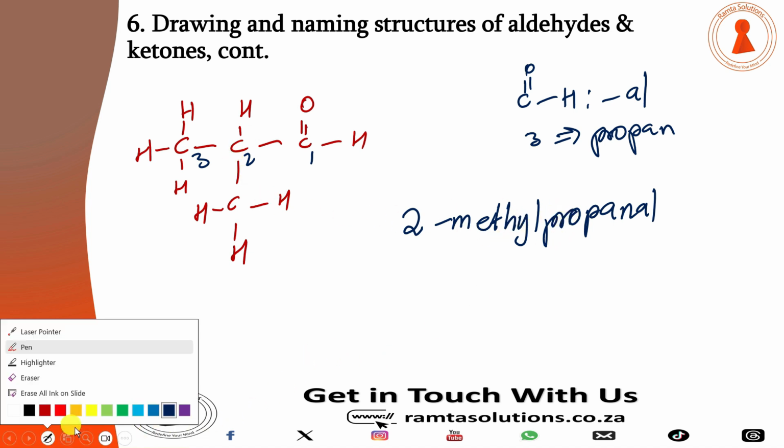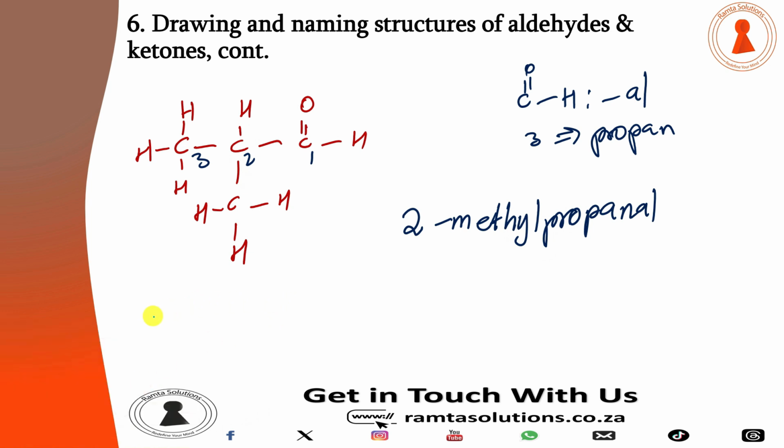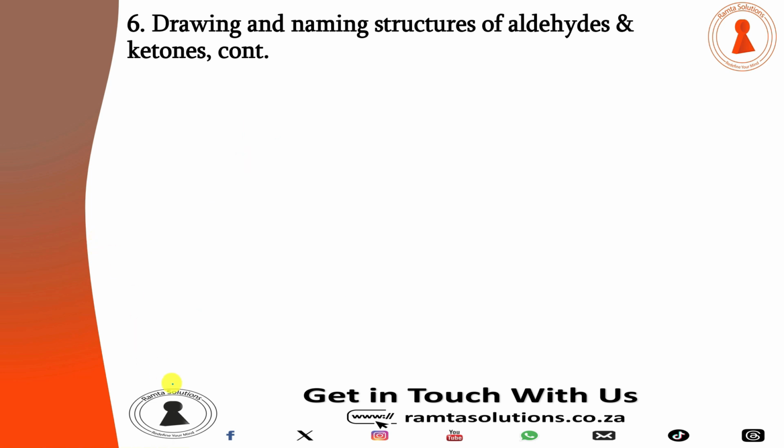What is its condensed structural formula? Its condensed structural formula will be CH3, CH open bracket, CH3, and then CHO. Happy? This is the condensed structural formula of your 2-methyl propanal. Okay? All right. So we are good. So this is basically how you name your aldehydes. Then let's maybe start with ketones.